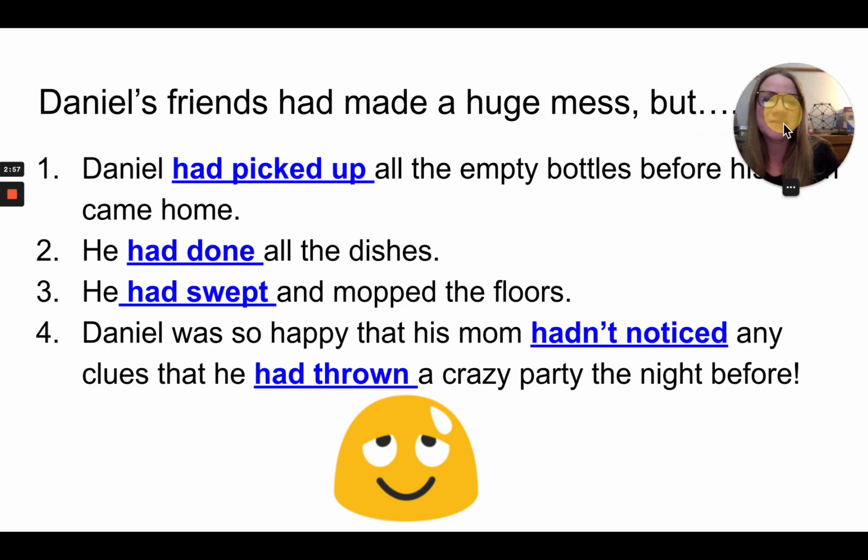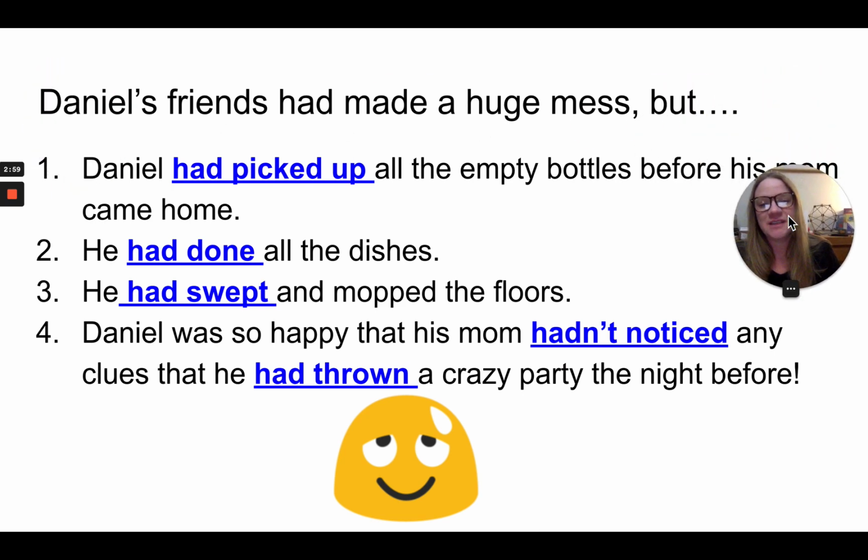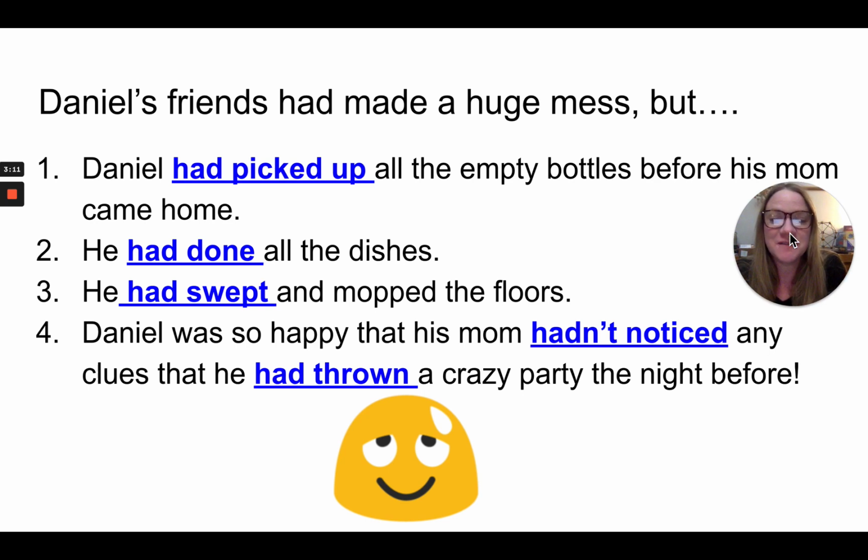So you might have said something like, Daniel had picked up all the empty bottles before his mom came home. He had done all of the dishes, right? He had swept and mopped the floors. And Daniel was so happy that his mom hadn't noticed any clues that he had thrown a crazy party the night before, right? So again, these are just my sentences. You probably have other sentences too.